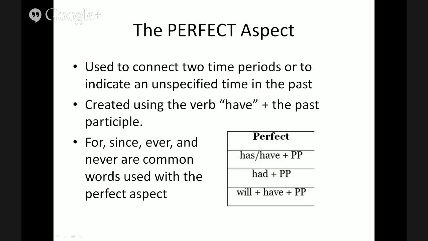Moving on to the perfect aspect. Unlike its name, it's not perfect, at least as far as I know. All right, so you use the perfect aspect to connect two time periods or to indicate an unspecified time in the past. So you'll often hear for, since, ever, and never with this aspect, and you will see that in the examples, but you create the perfect aspect using have, some form of have, and the past participle, the PP.